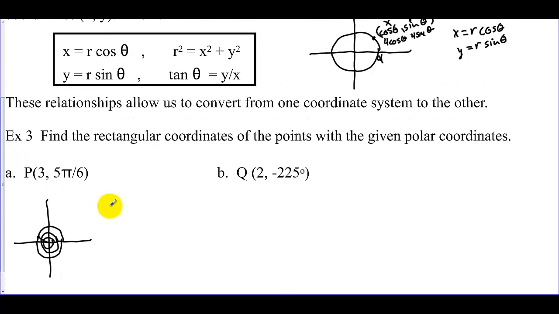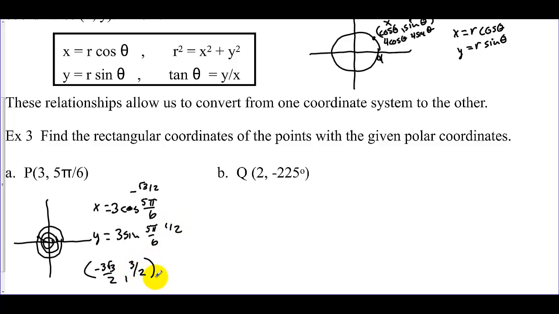Well, x is equal to, we have a radius of 3, 3 cosine of 5 pi over 6, and y is equal to 3 sine of 5 pi over 6. The cosine of 5 pi over 6 is negative square root of 3 over 2. So we have negative 3 square root of 3 over 2, and the sine of 5 pi over 6 is 1/2. So the y-coordinate is 3/2.